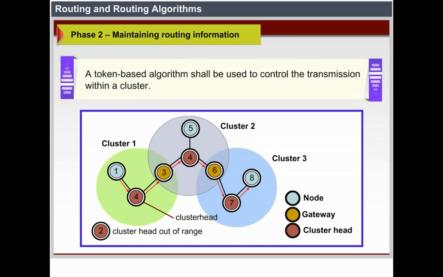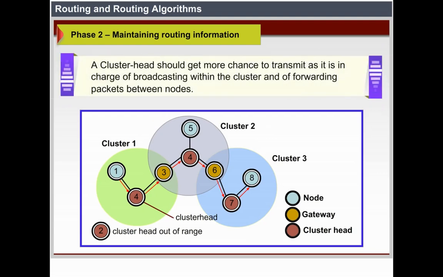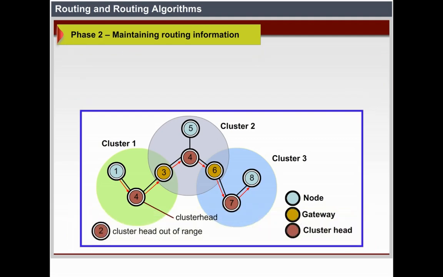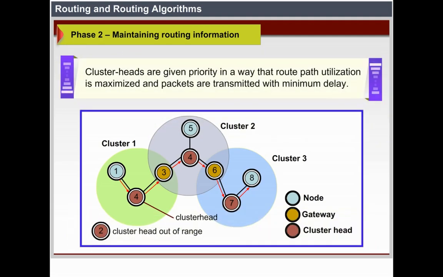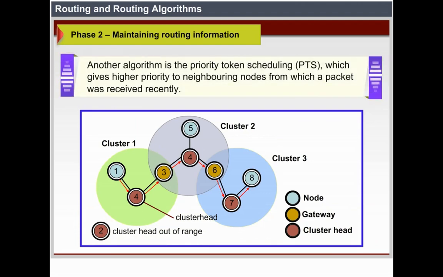A token-based algorithm can be used to control the transmission within a cluster. The cluster head should get more chance to transmit as it is in charge of broadcasting within the cluster and of forwarding packets between nodes. Cluster heads are given priority such that route path utilization is maximized and packets are transmitted with minimum delay. Another algorithm is the priority token scheduling (PTS), which gives higher priority to neighboring nodes from which a packet was received recently.